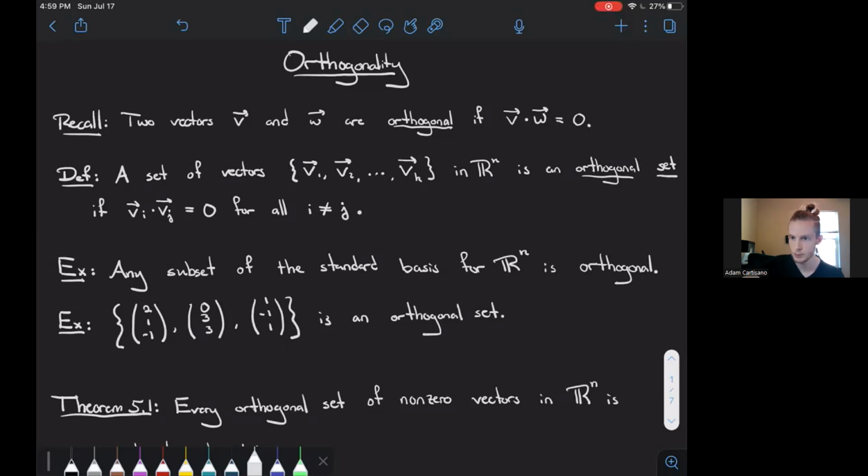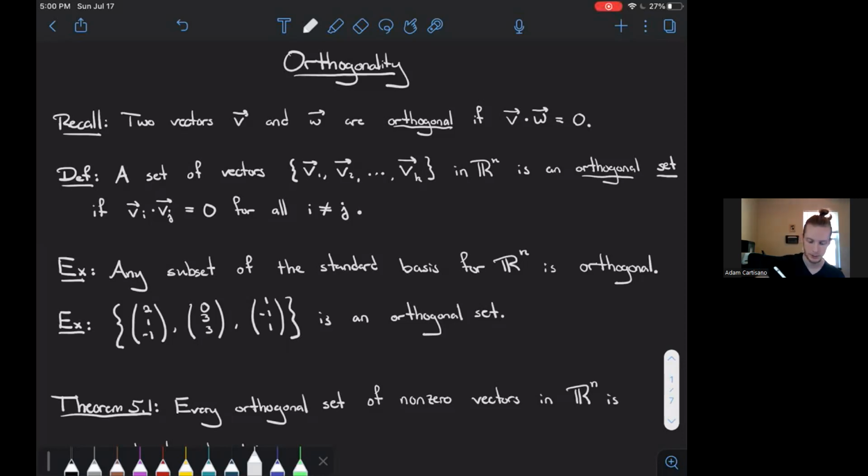First example: any subset of the standard basis for Rn is orthogonal. That's just saying that the coordinate axes in R2 make a right angle, or the coordinate axes in R3 make a right angle, or any two of the coordinate axes, and so on. But maybe more interesting is the second example, which is that the vectors (2, 1, -1), (0, 3, 3), and (1, -1, 1) are all orthogonal.